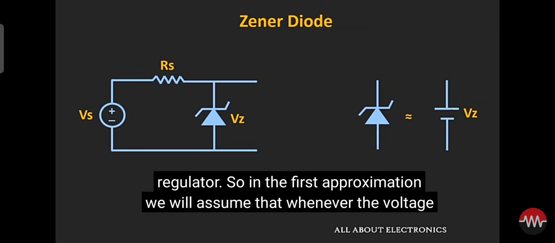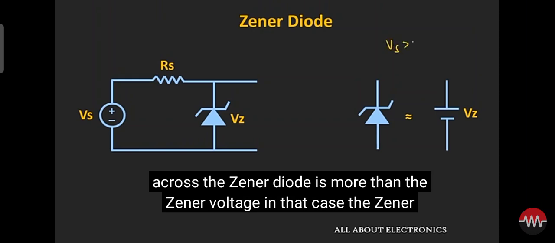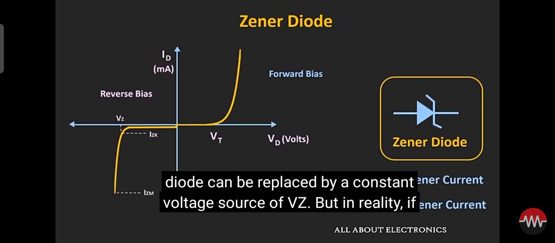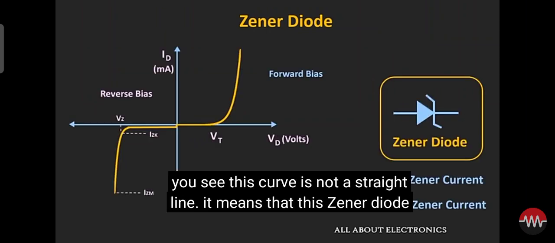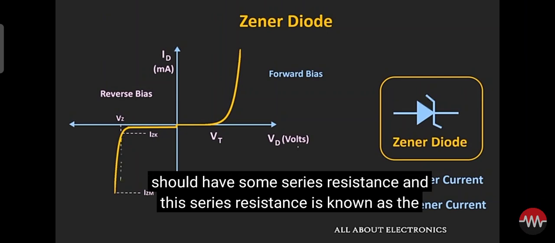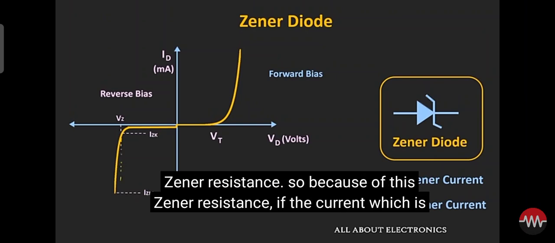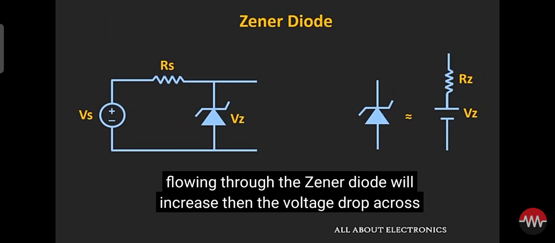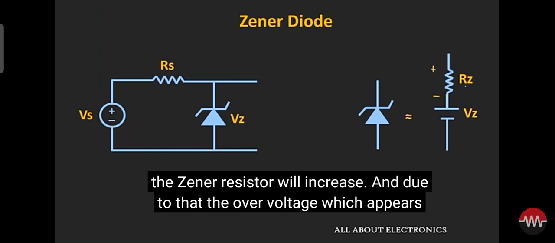So in the first approximation, we will assume that whenever the voltage across the Zener diode is more than the Zener voltage, in that case, the Zener diode can be replaced by a constant voltage source of Vz. But in reality, if you see, this curve is not a straight line. It means that this Zener diode should have some series resistance, and this series resistance is known as the Zener resistance. So because of this Zener resistance, if the current which is flowing through the Zener diode increases, then the voltage drop across this Zener resistor will increase.